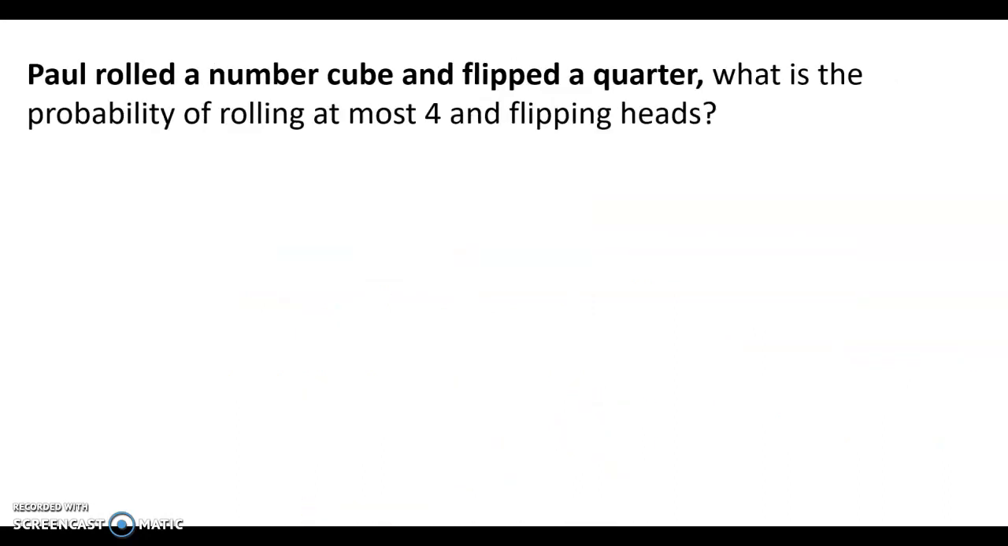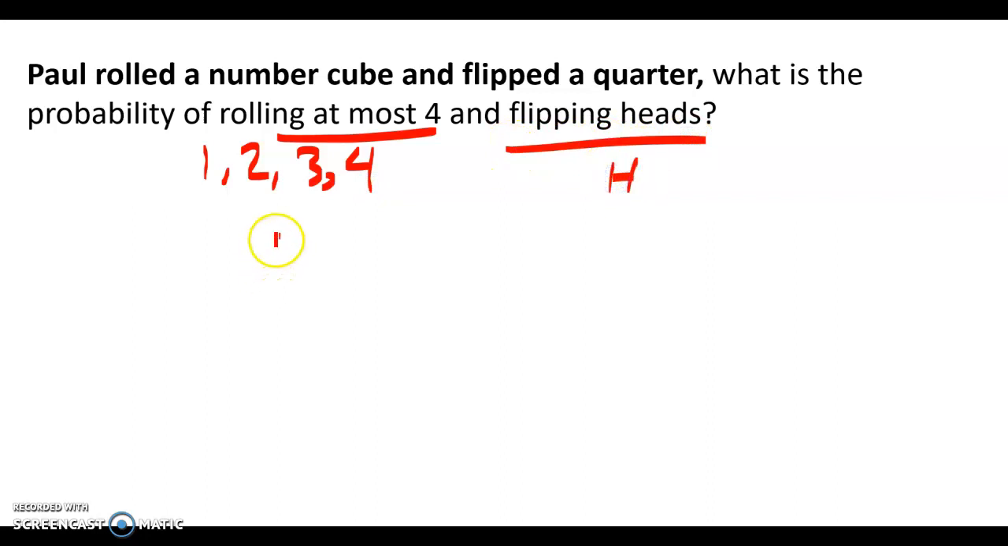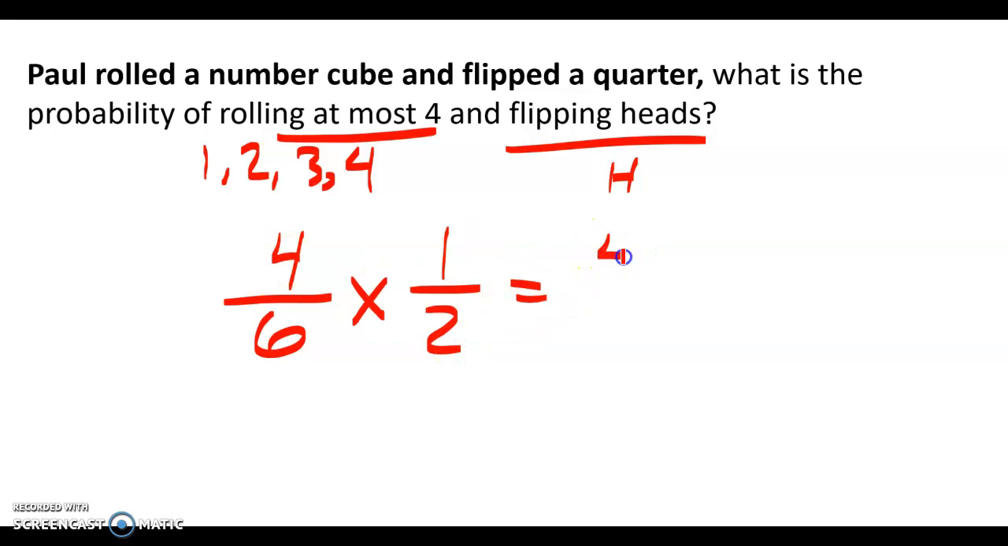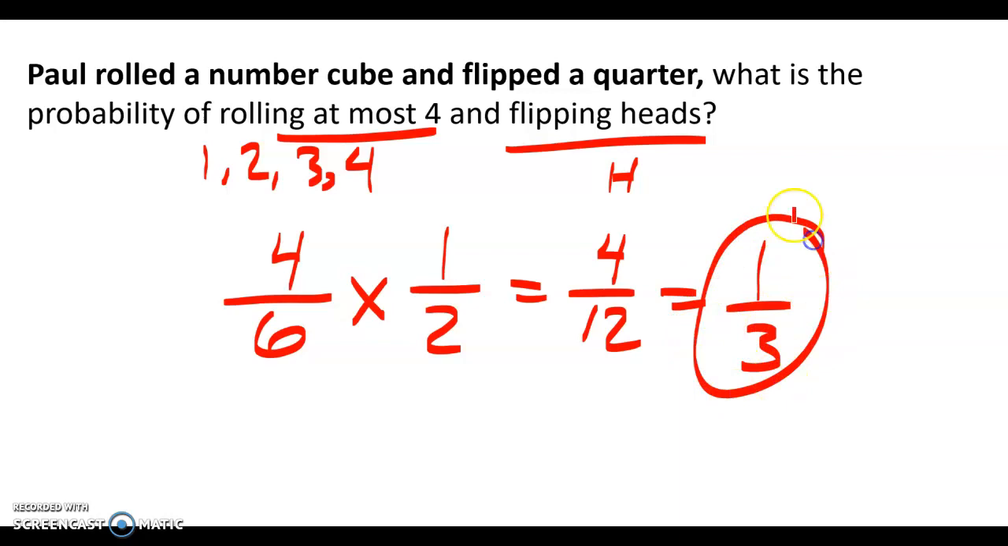So Paul rolled a number cube and flipped a quarter. What's the probability of rolling at most a 4? So the most, that's the biggest. So that would be 1, 2, 3, and 4, and flipping a heads. So this would be 4 out of 6 possibilities. Getting the heads would be 1 out of 2. So that would be 4/12, which is 1/3.